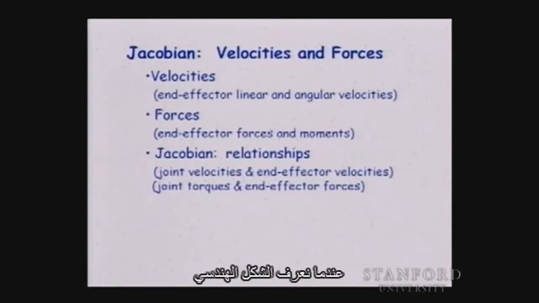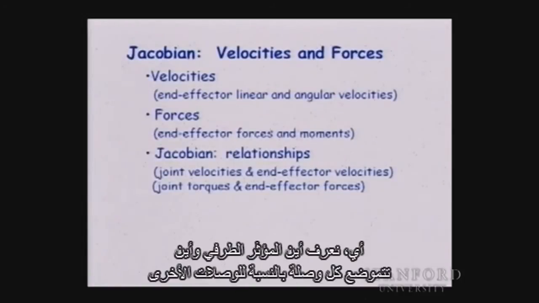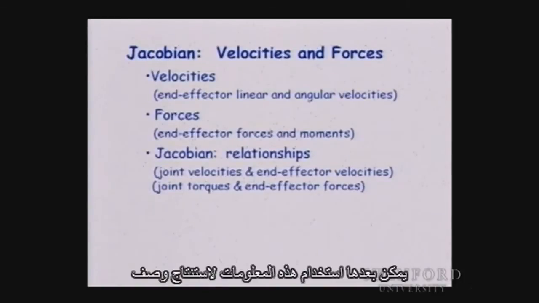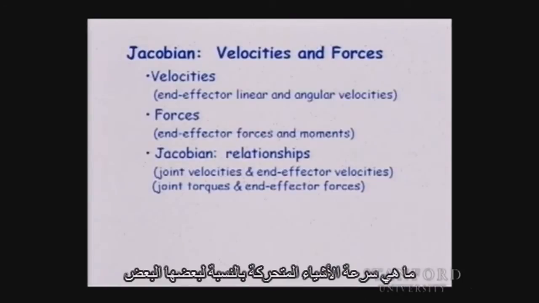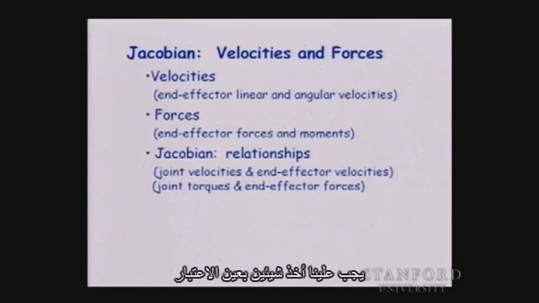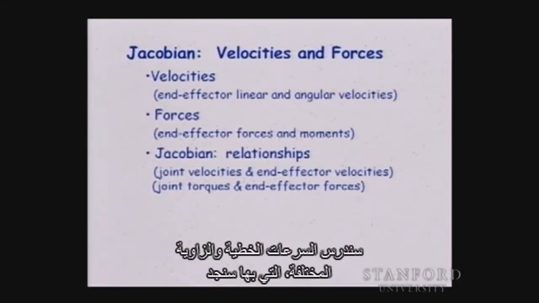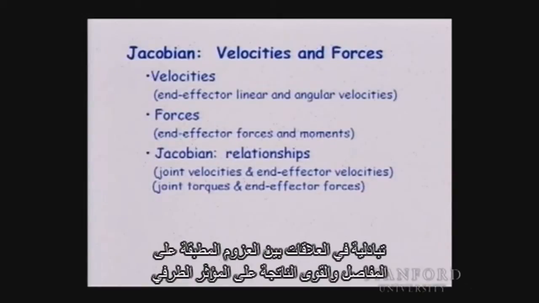Now, once we know the geometry, that is, we know where the end effector is, where each link is with respect to the others, then we can use this information to come up with a description of the second important characteristic in kinematics, and this is the velocities. How fast things are moving with respect to each other. And we need to consider two things, not only the linear velocity of the end effector, but also the angular velocity as it rotates.